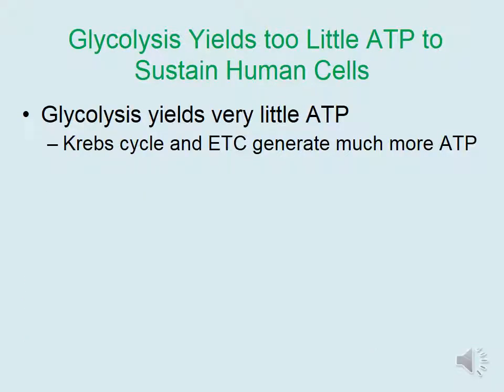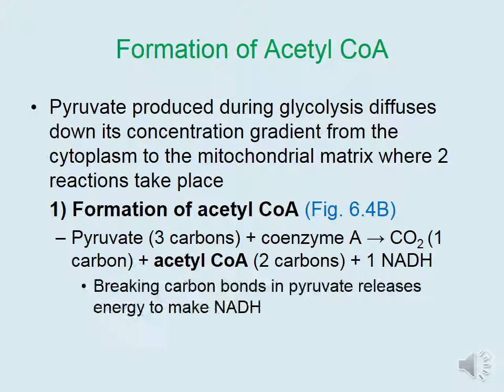Notice that glycolysis had a net yield of only 2 ATP molecules. This is much too small to sustain all of the activity of human cells. Therefore, the Krebs cycle and electron transport chain, which we discuss next, generate much more ATP.